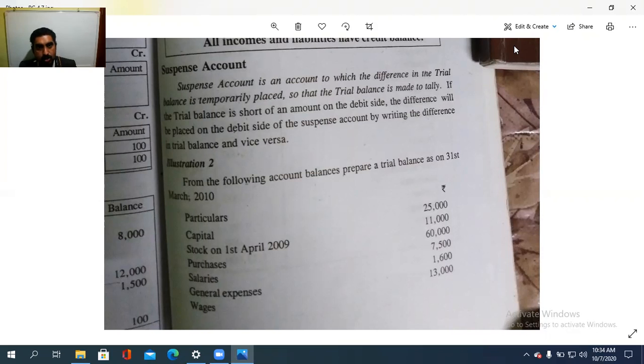If the trial balance is short of an amount on the debit side, the difference will be placed on the debit side of the suspense account by writing the difference in the trial balance, and also if the difference is on the credit side, writing the difference on the credit side itself.